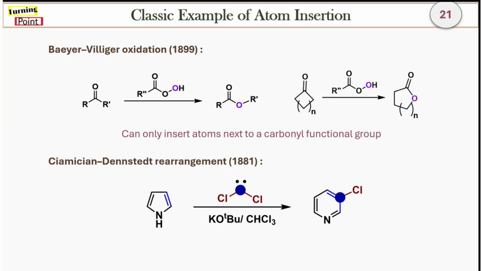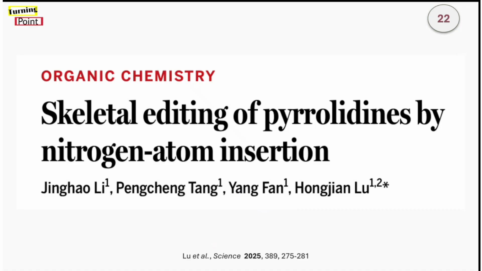Then another example is the Ciamician-Dennstedt rearrangement, in which case it generates this dichlorocarbene intermediate in situ, which after inserting into this pi bond gives this carbon atom inserted product. But it also has a limitation because it can damage peripheral functional groups. So to overcome these types of challenges, we developed some methods for atom insertion through skeletal editing. For that I am presenting the second paper, which was published by the Lu group in 2025.